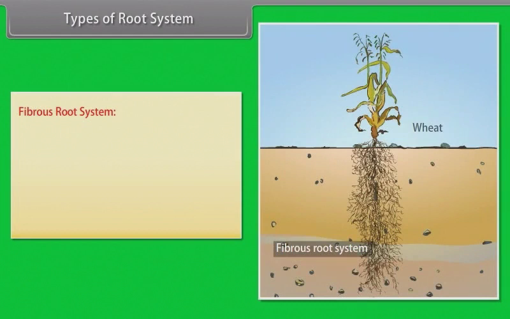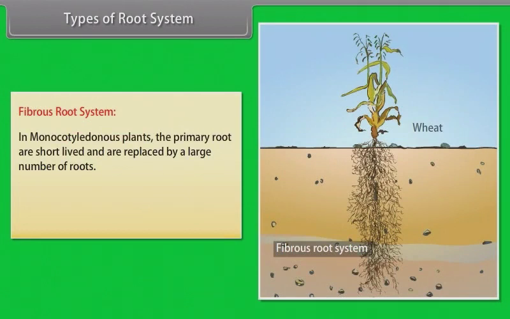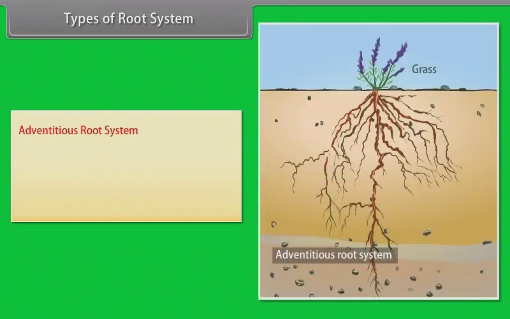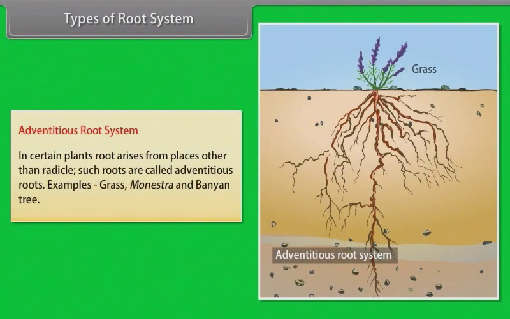Fibrous root system. In monocotyledonous plants, the primary root is short-lived and is replaced by a large number of roots. These roots, which develop from base of the stem, constitute the fibrous root. Example, wheat. Adventitious root system. In certain plants, roots arise from places other than radicle. Such roots are called adventitious roots. Examples, grass, monstera and banyan tree.